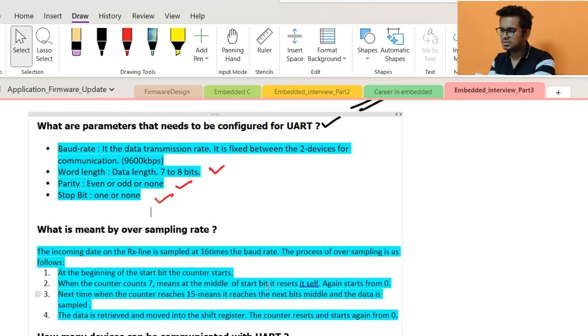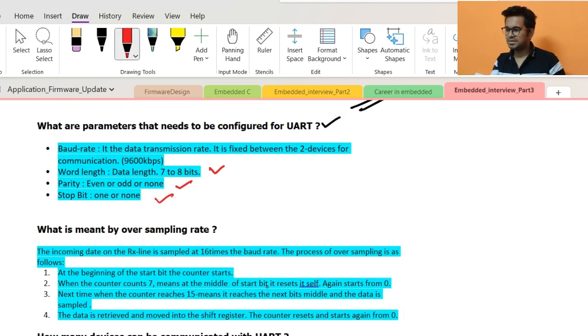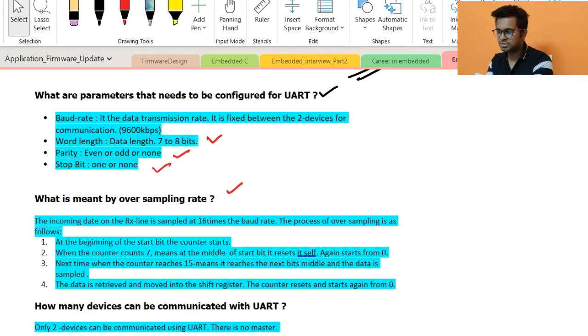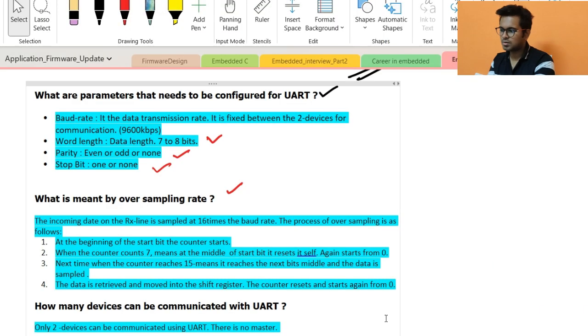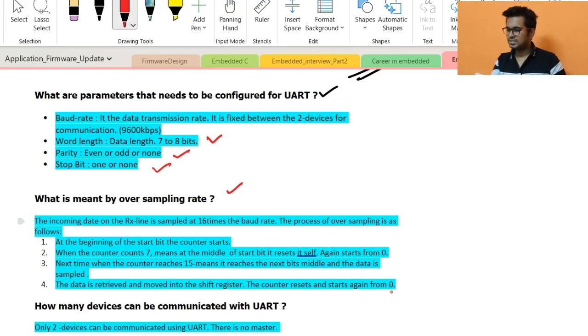Now the next thing is, what do you mean by oversampling rate? Another important question. And you see, it is in advanced mode. That is here. What is oversampling rate? So what is oversampling? Let's read it.